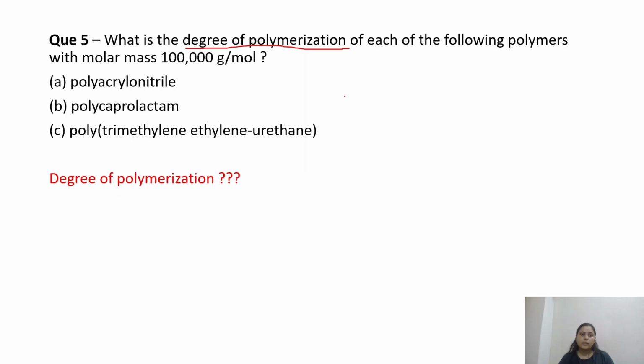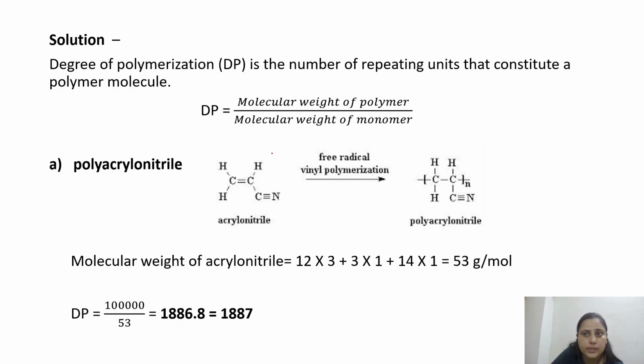So let's just discuss what the degree of polymerization is. The degree of polymerization is basically the number of repeating units that constitute a polymer molecule. It is given by the molecular weight of the polymer divided by the molecular weight of the monomer. So it basically tells how many repeating units are there in a polymer.